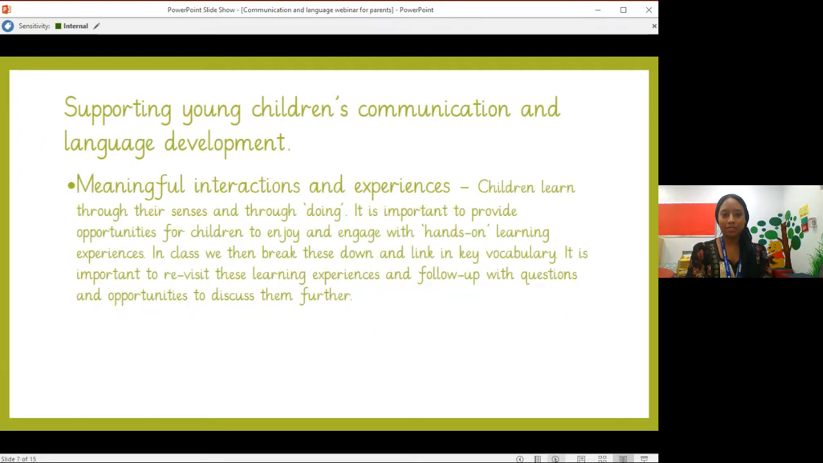The second way is through meaningful interactions and experiences. Now, it's important to remember that this goes hand in hand with conversation. Children learn through their senses and through doing. It's important to provide opportunities for children to enjoy and engage in these hands-on learning experiences. In class, we then break these down and link in key vocabulary. It's important to revisit these learning experiences and to follow up with questions and opportunities to discuss them further.